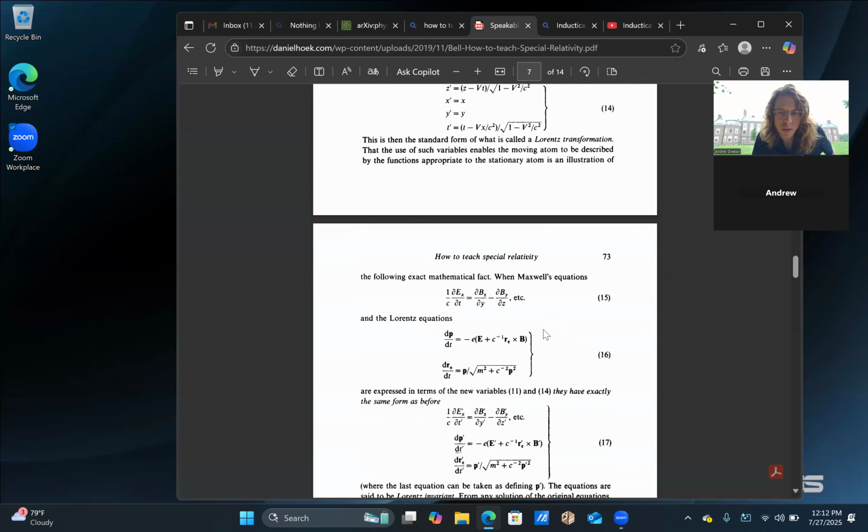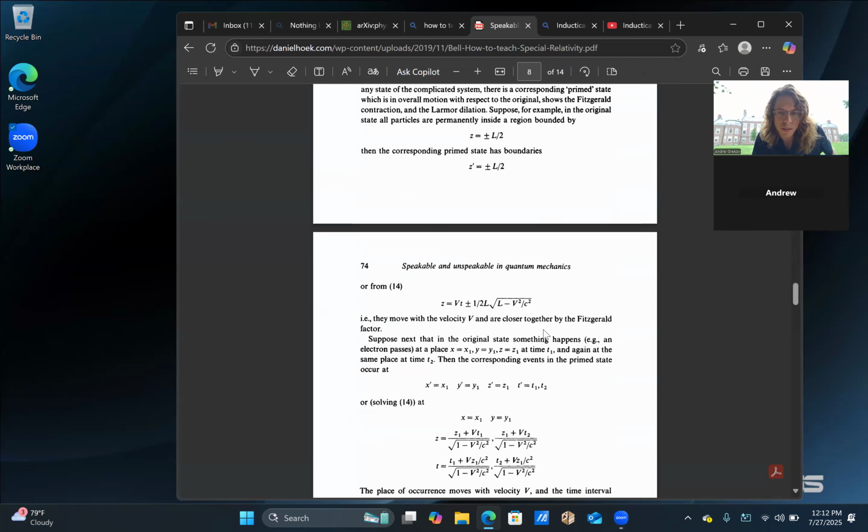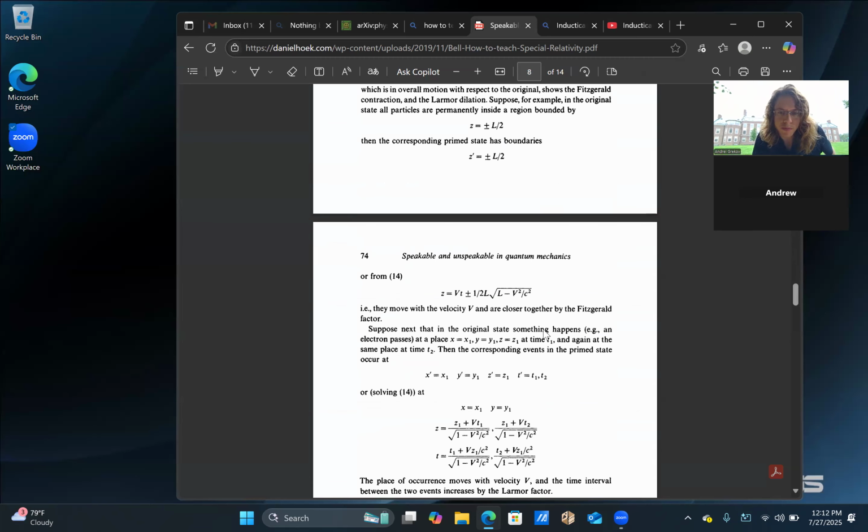The difference in perspective is that those people before Einstein were thinking about the Maxwell equations as fundamental and the Lorentz transformation as secondary. Whereas in Einstein we kind of flip this perspective upside down.